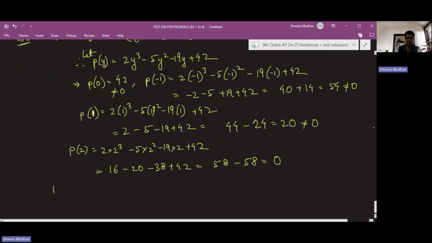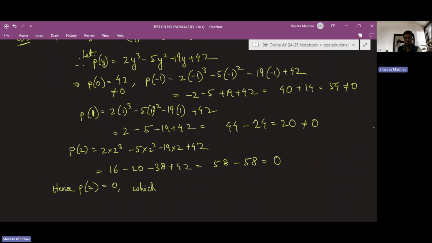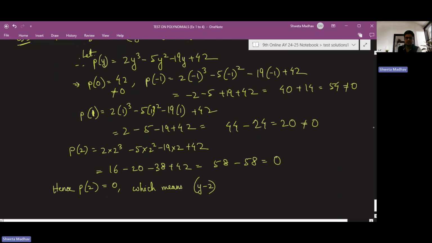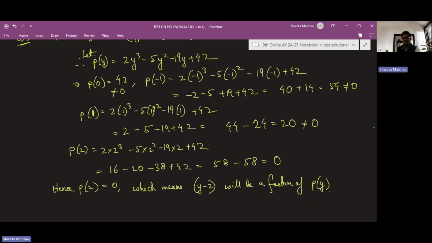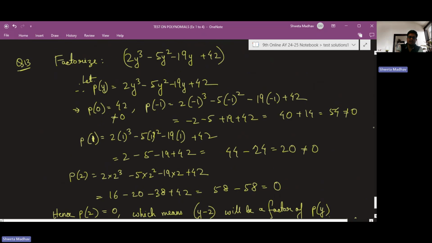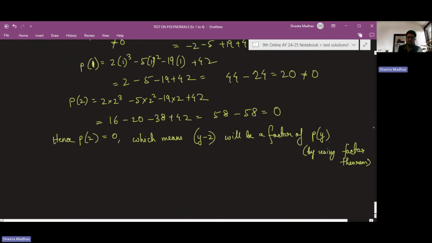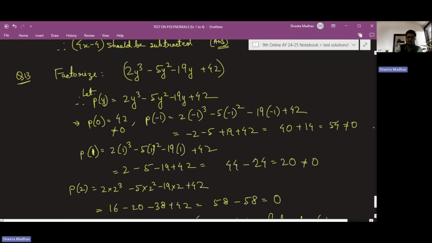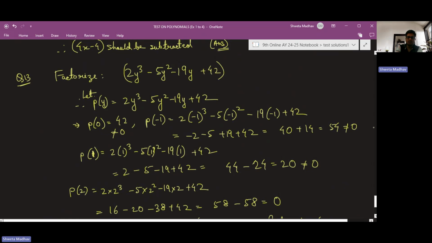So hence P of 2 is coming 0, which means that y minus 2 will be a factor of P of y. Why? By using the factor theorem, we can say this. So it means that if we divide P of y by y minus 2, then another quadratic polynomial we will get.